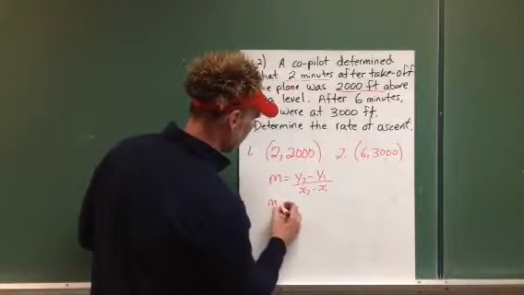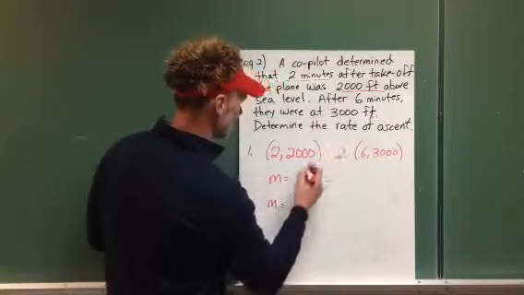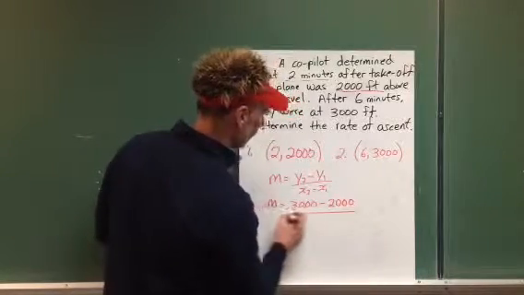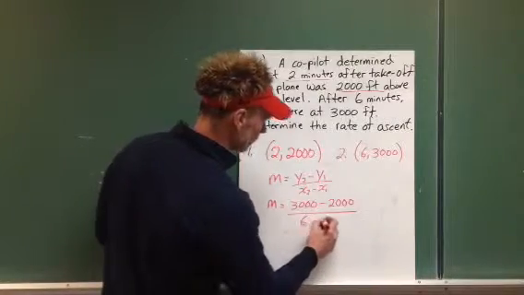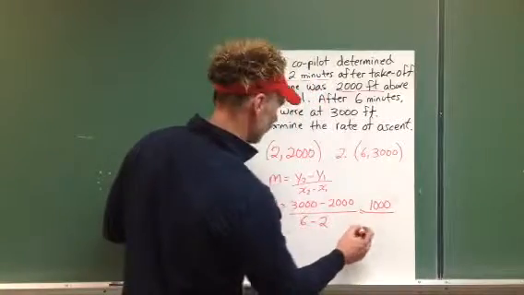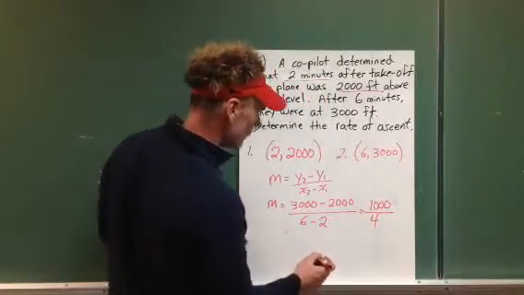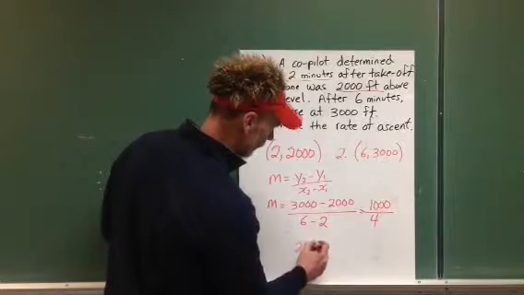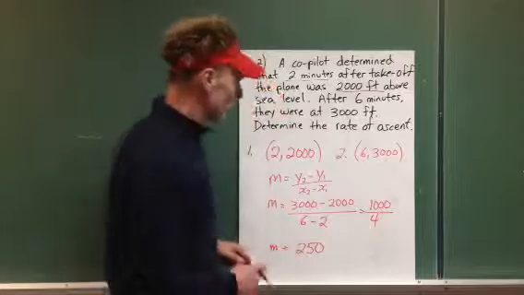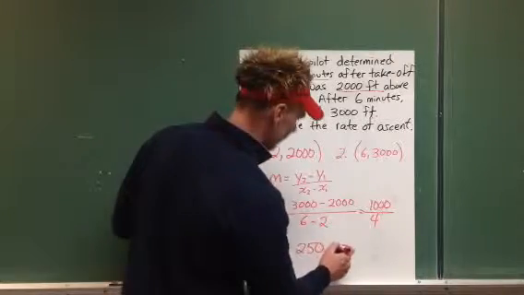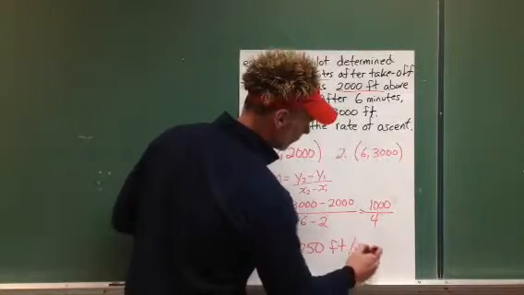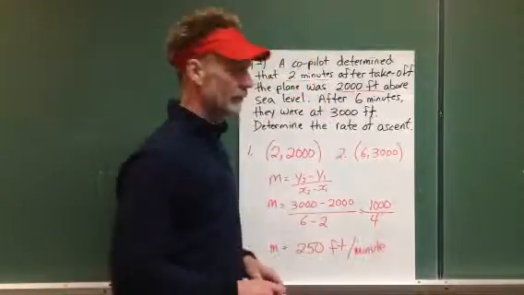Okay, so m equals 3,000 minus 2,000 over 6 minus 2. This is 1,000 over 4, which is 250. 250 what? Well, I need units because it's a rate. 250 feet per minute is the rate of ascent.